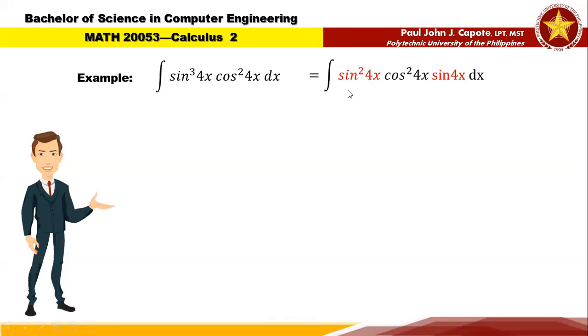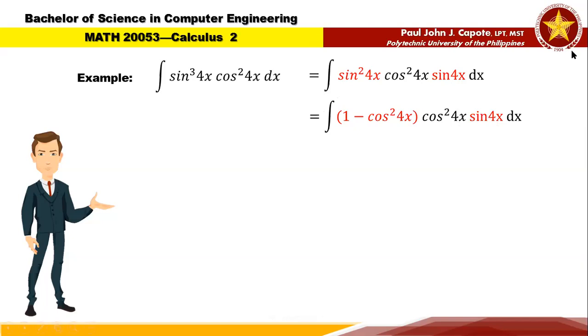Because if the power of sine is an even integer, then we can apply the trigonometric identity: sine square 4x is equal to 1 minus cosine square 4x, and then copy the other terms in the integrand. Okay, and so we have the integral of the quantity 1 minus cosine square 4x times cosine square 4x sine 4x dx.